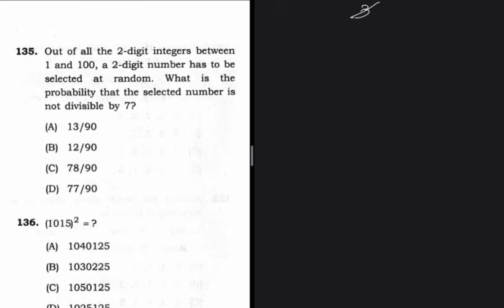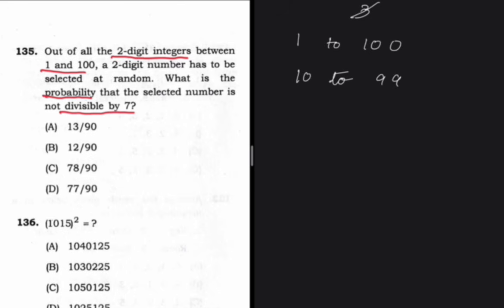Now we'll be doing question number 135. It says, out of all the 2-digit integers between 1 and 100, a 2-digit number has to be selected at random. What is the probability that the selected number is not divisible by 7? So we'll check the solution, how to do. It is given numbers from 1 to 100, but it says only the 2-digit integers, so it'll be from 10 to 99.